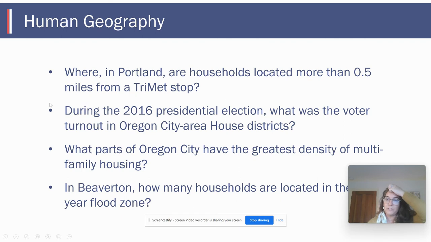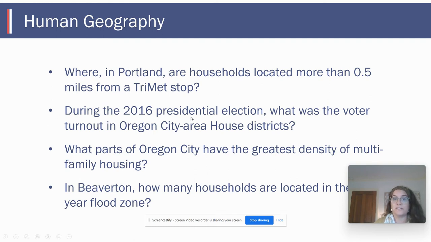Now, in terms of human geography, we can answer questions as well. Where in Portland are households located more than 0.5 miles away from a TriMet stop? How about from a park, right? It's really big in the city of Portland. They really want people to live short distances to a park as well. We can answer that using GIS, making a map to display this communication.